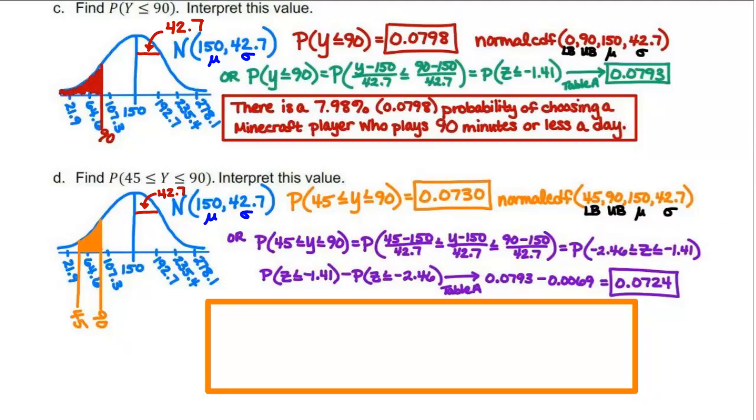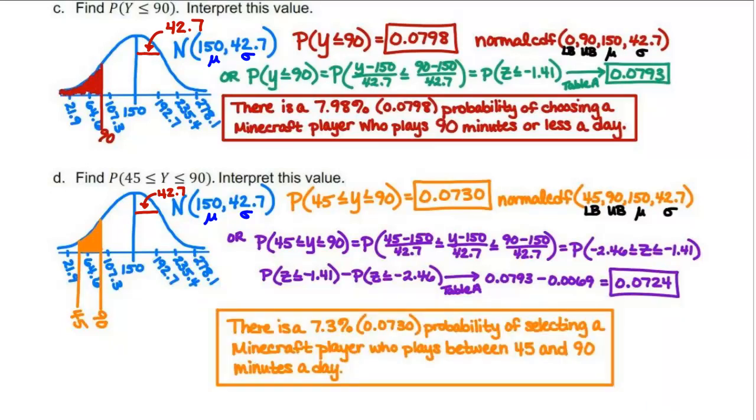If you use table A to do that, you would have to normalize both of those values, and then you would have to subtract those. When I did it with table A, I got 0.0724, which is very, very close to what I got from my graphing calculator. How would we interpret that value, that 0.073, in context? Yes. There's a 7.3% probability of selecting a Minecraft player who plays between 45 and 90 minutes a day.